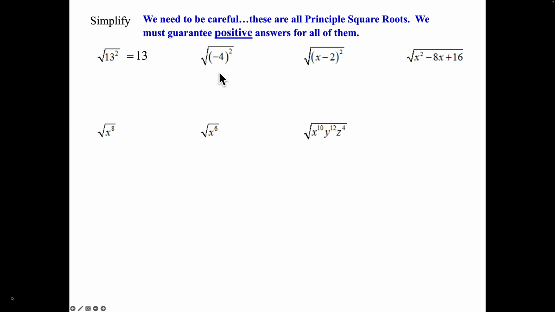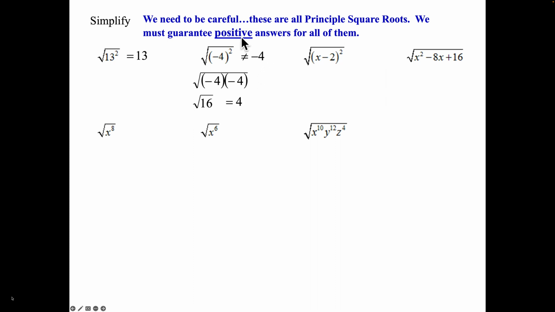No, it is not negative 4. That's not a positive answer. By definition, the square root symbol is a grouping symbol, which means you have to simplify the inside first. So a negative 4 squared is negative 4 times negative 4 is a positive 16, and the square root of 16 is a positive 4. Okay? Guarantee it to be a positive answer.